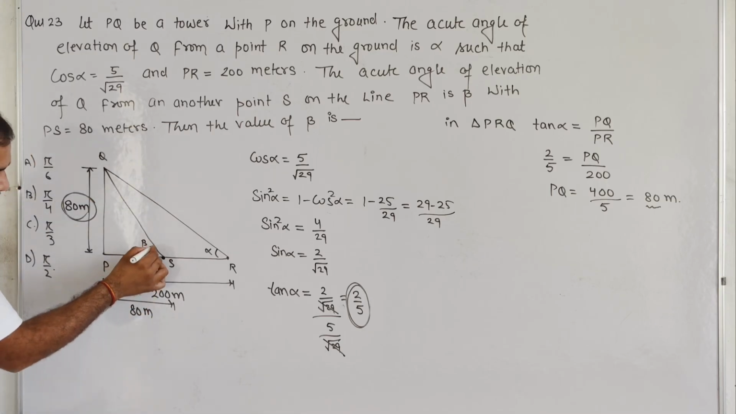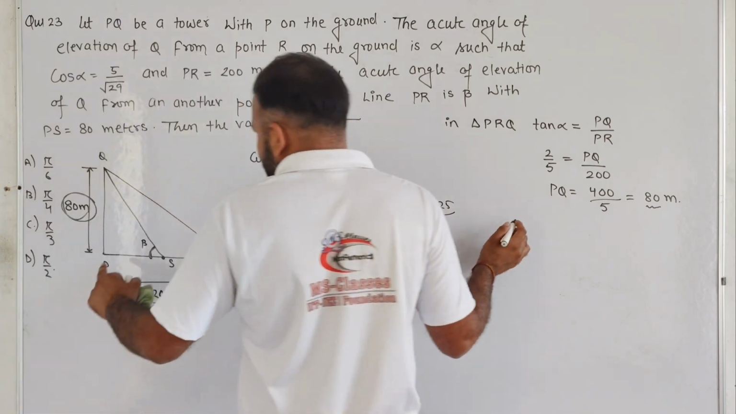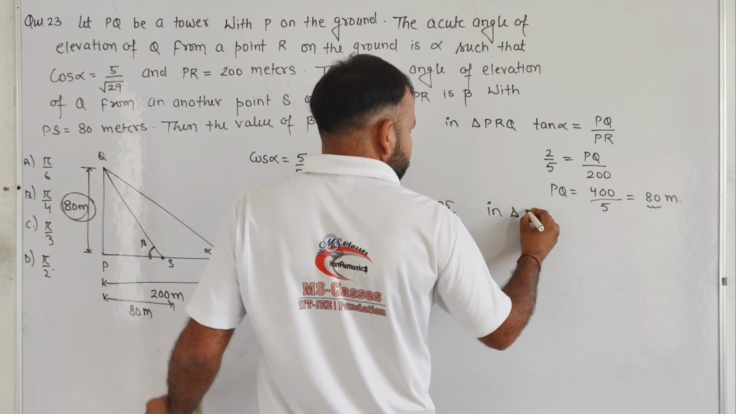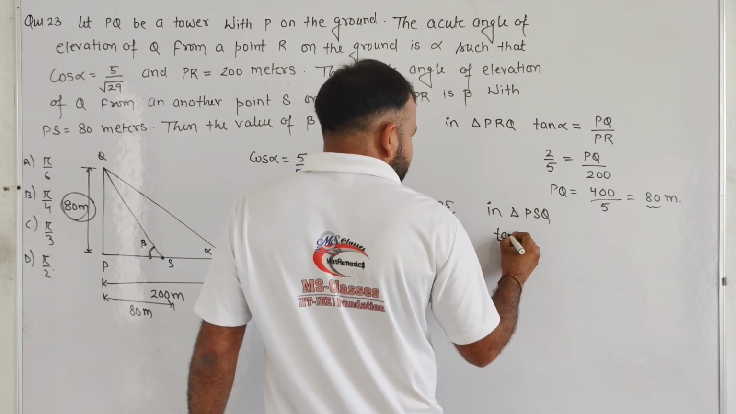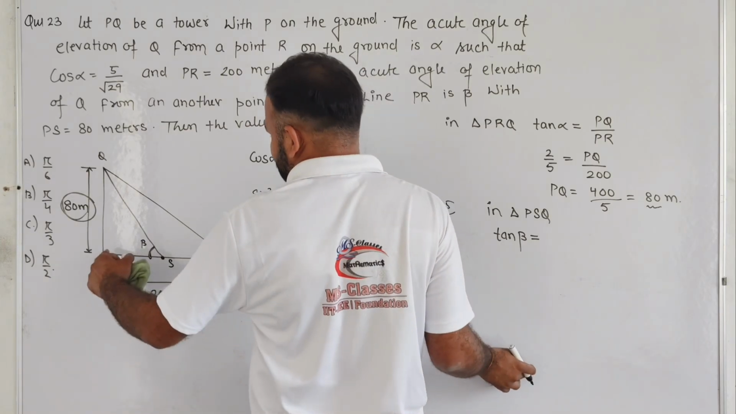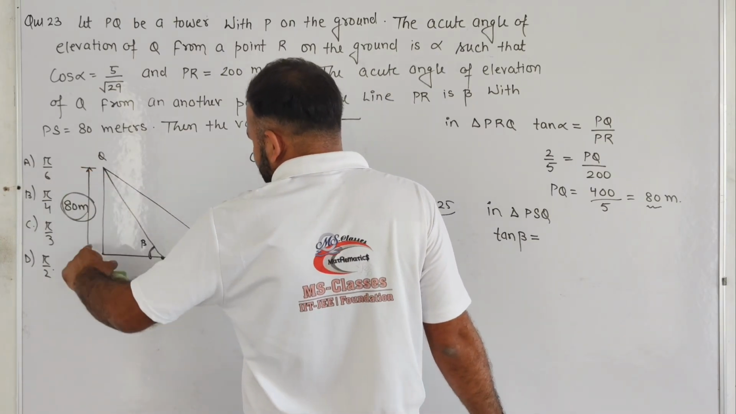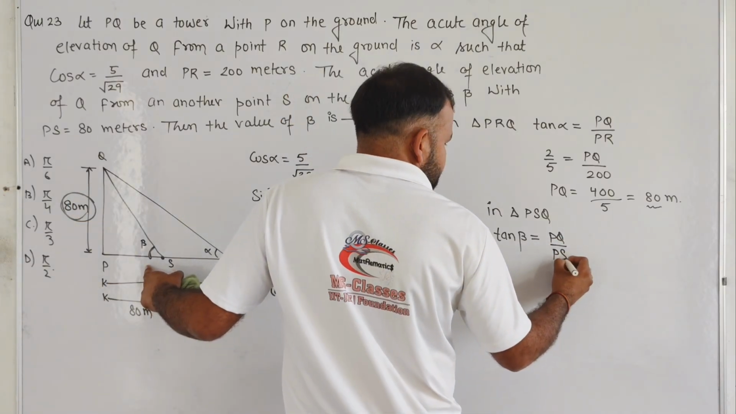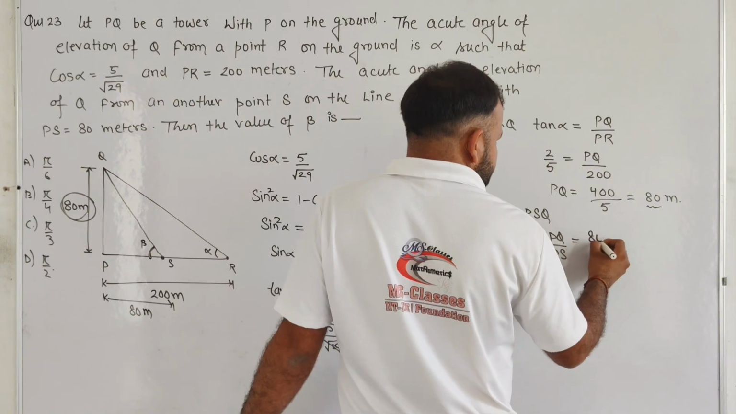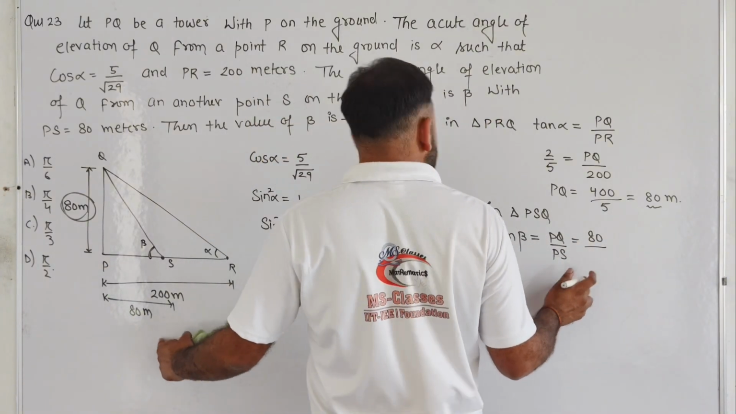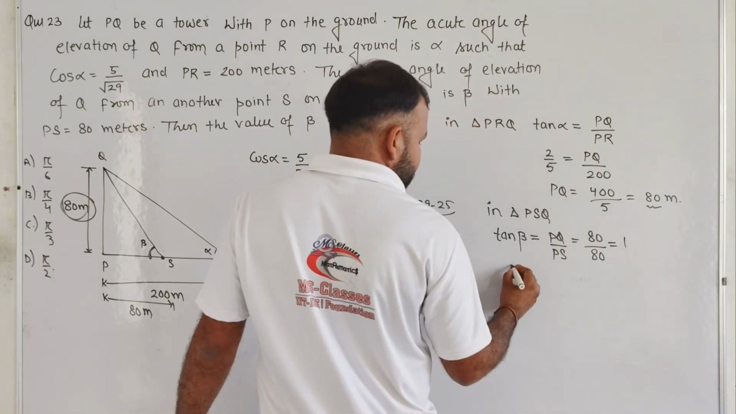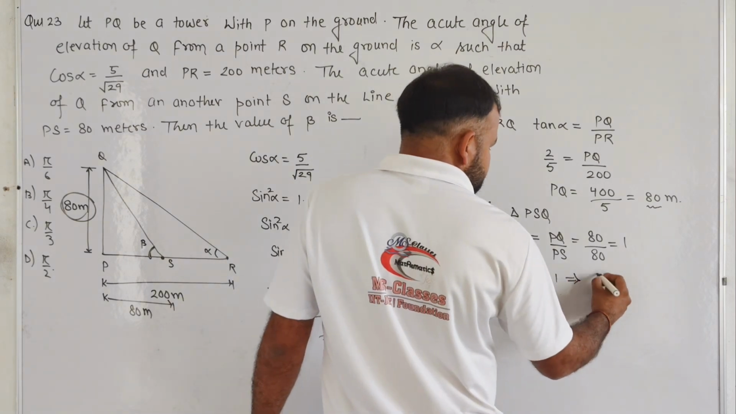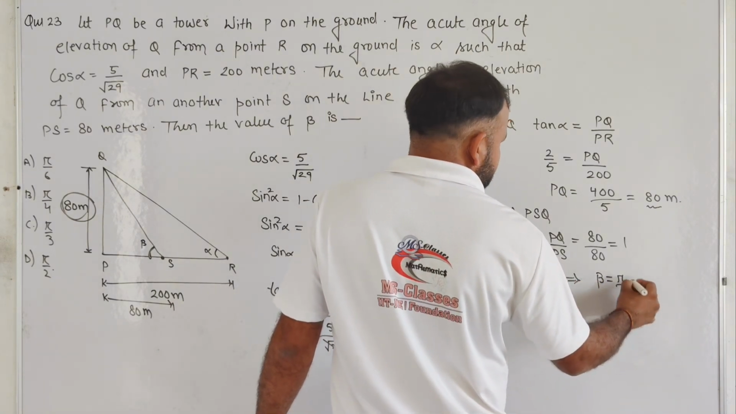And you need to calculate the angle beta. Student, you can see that in triangle PSQ, what is the value of tan beta? Tan beta is perpendicular upon base, so it can be written as PQ upon PS. You already calculated the value of PQ, it is 80, and PS is also given as 80. So it cancels out, that is 1. If tan beta is 1, you know very well, beta is the angle of the triangle, so beta is 45 degrees. That means pi by 4.